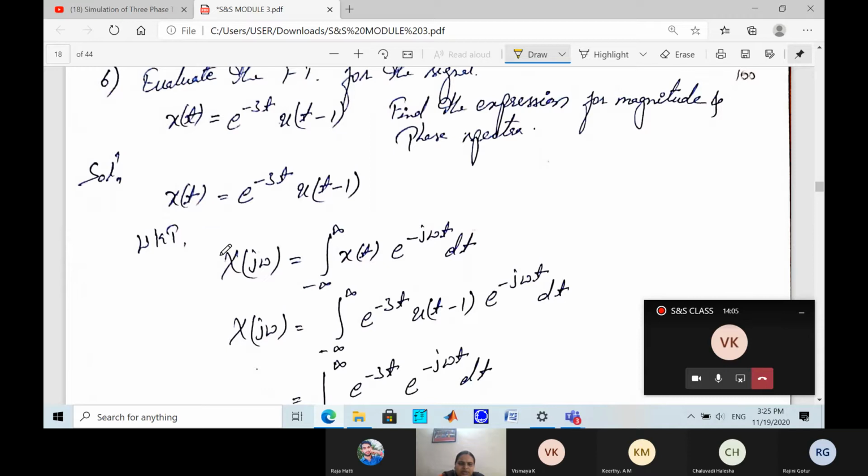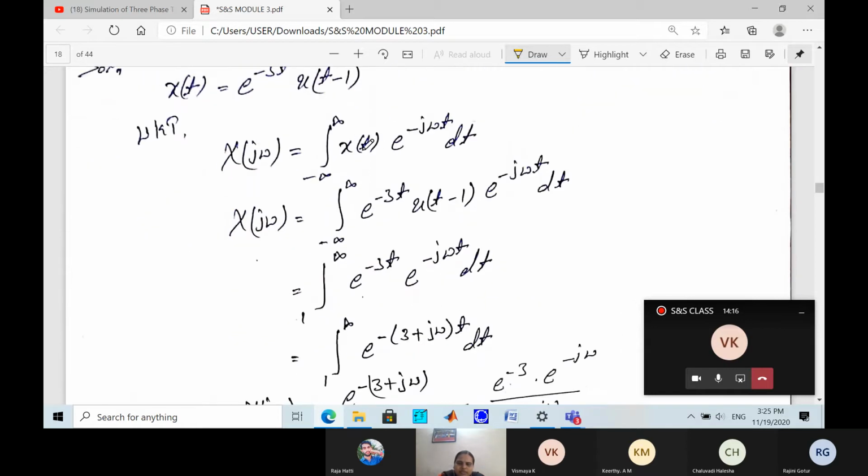We know that x of j omega is equal to the integration from minus infinity to plus infinity of x of t e raised to minus j omega t dt. Substitute for x of t here.